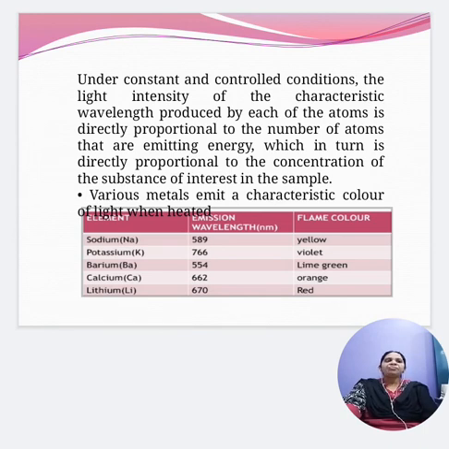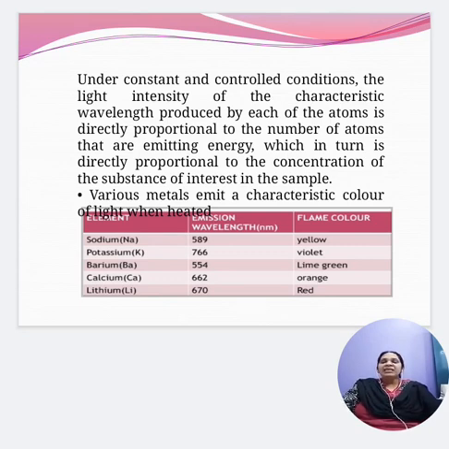Sodium, potassium, barium, calcium, and lithium. Sodium's wavelength is 589 nanometers, and when the flame color is yellow, we can identify that the sodium atom, sodium ion, sodium element is present. Then in the case of potassium, its wavelength is 766 nanometers and the flame color is violet.